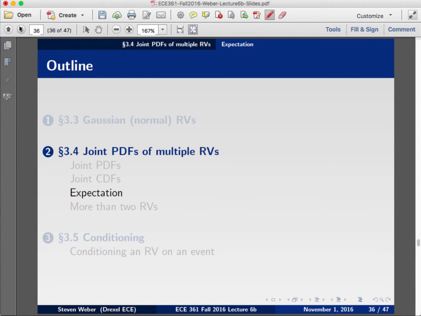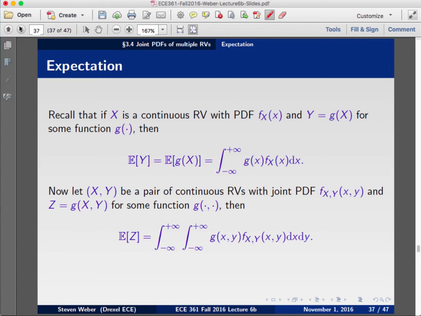Okay, next let's talk about expectation corresponding to functions of multiple continuous random variables. And you'll recall that when we talked about single continuous random variables X with a PDF little f sub X, and we considered some other random variable Y obtained by evaluating X at some function g, then I can find the expected value of Y, that is the expected value of g of the random variable X, by integrating over all possibilities of x, and then for each such x, evaluating the function g of x and weighting it by the probability density f sub X at little x.